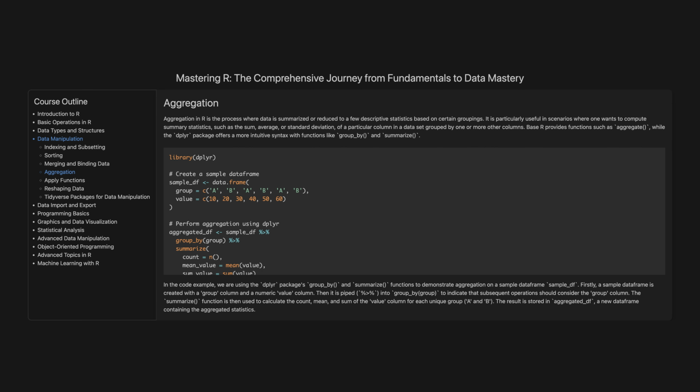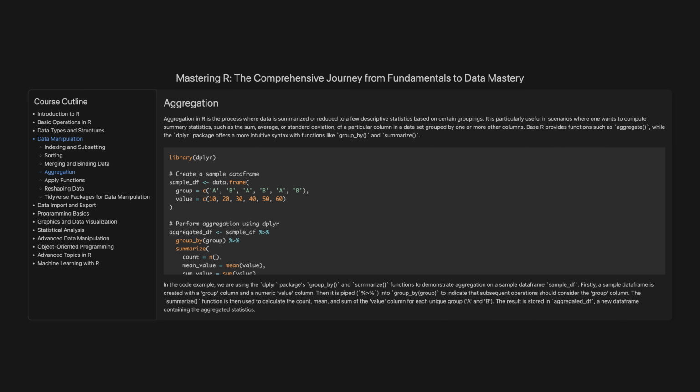Aggregation. Aggregation in R is the process where data is summarized or reduced to a few descriptive statistics based on certain groupings. It is particularly useful in scenarios where one wants to compute summary statistics, such as the sum, average, or standard deviation of a particular column in a dataset grouped by one or more other columns.